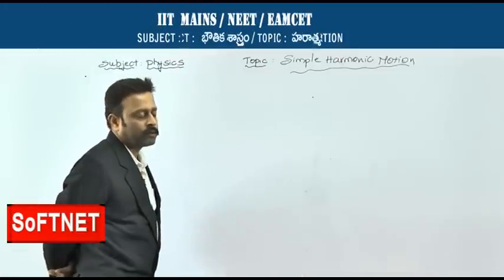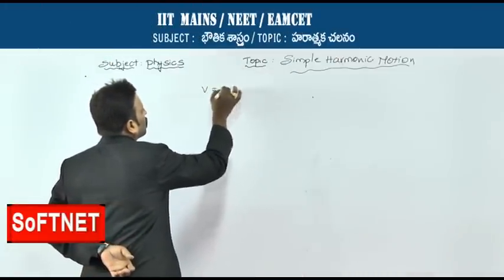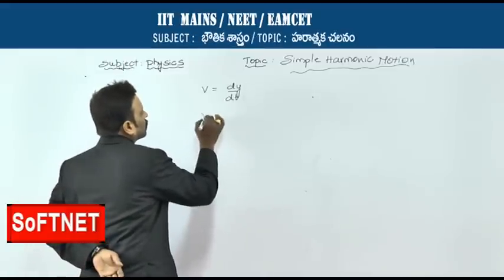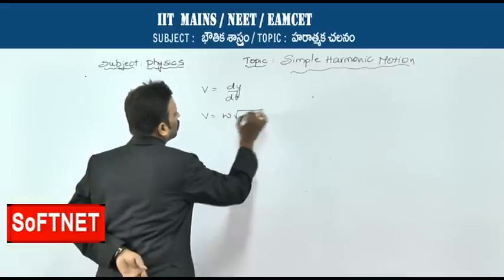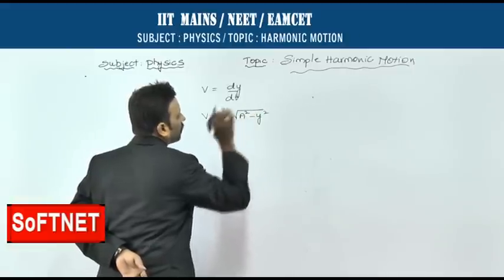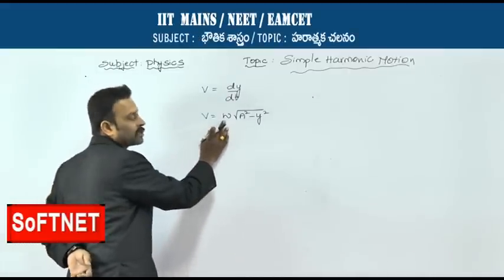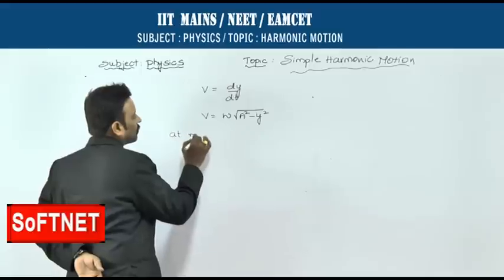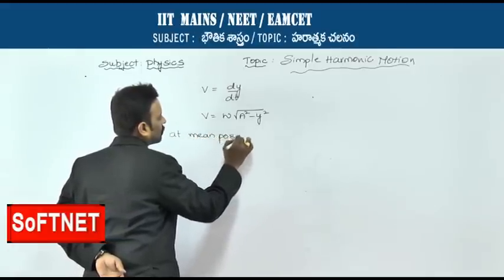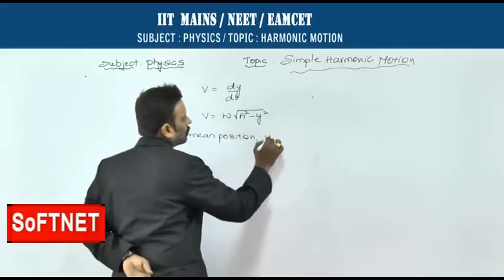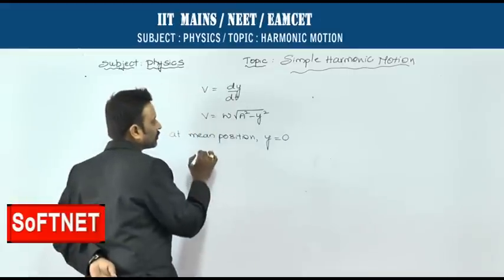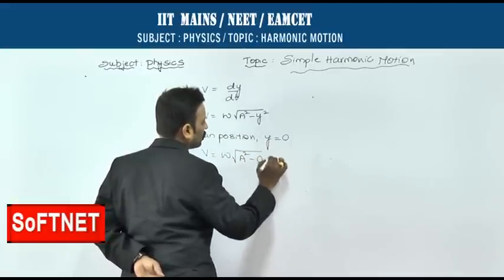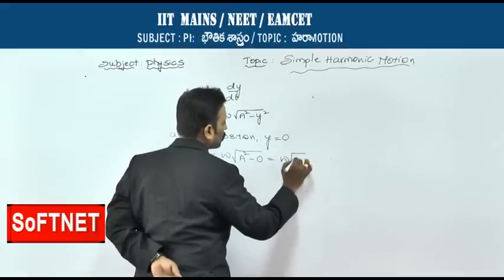Now we shall get the formula for velocity. You know, velocity is obtained by differentiating distance with respect to time. So the formula for velocity is v is equal to omega root a square minus y square. Here omega is angular velocity, a is amplitude and y is displacement. At mean position, displacement of the particle y is 0. So velocity is equal to omega root a square minus 0, that is omega root a square.